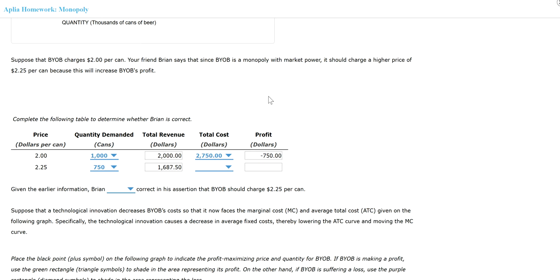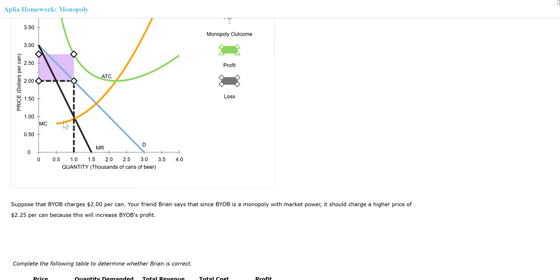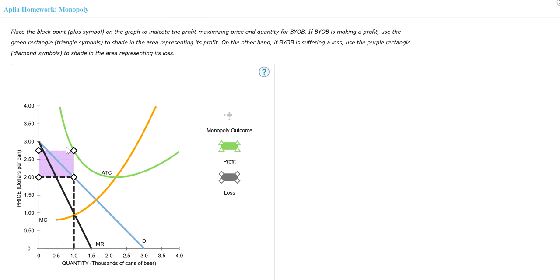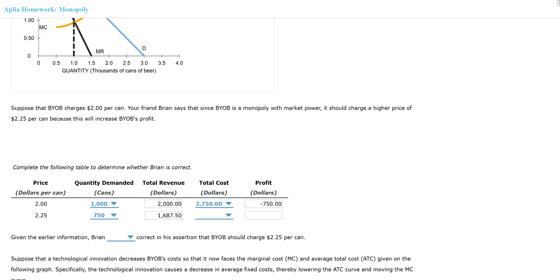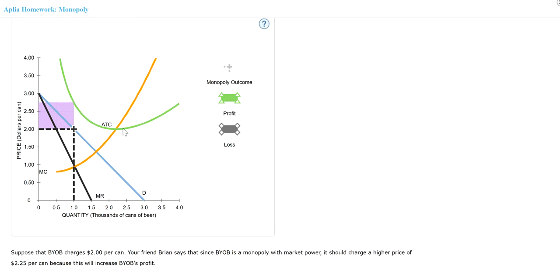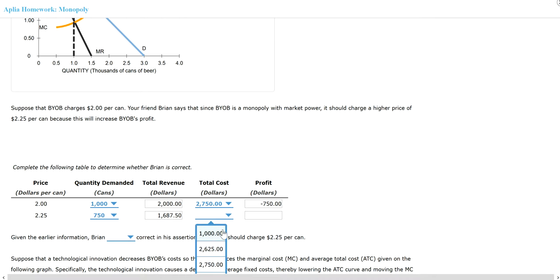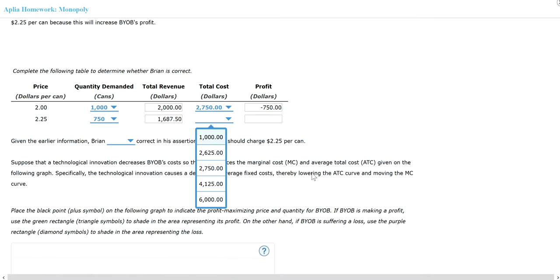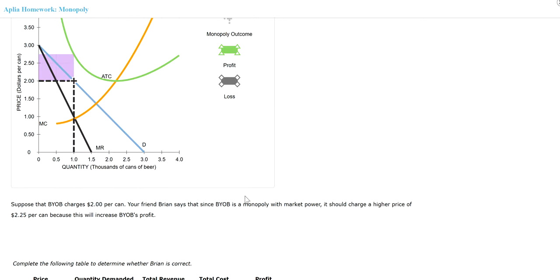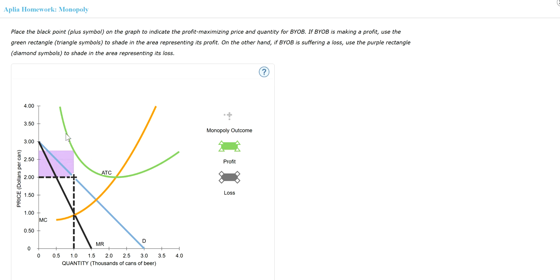All right. And then your total cost. So if you go to 0.75, go all the way up, it looks like it's about this point over here, and that's about 3.25. So 3.25, is that 3.25? Yes, 3.25 is our average total cost. So 3.25 times 750, it's 2,437.5. We don't have that answer. The closest is 2,625. Let me double check. So go up here. 3.25 times 750. Yeah.